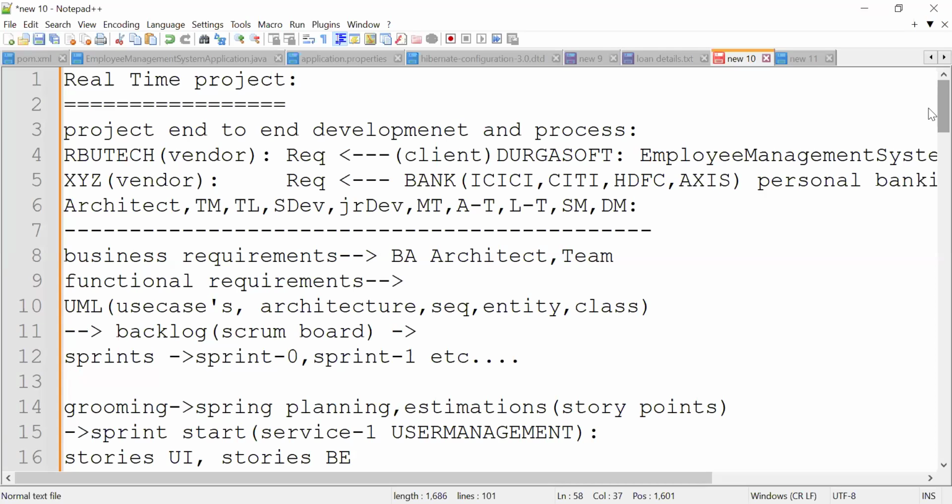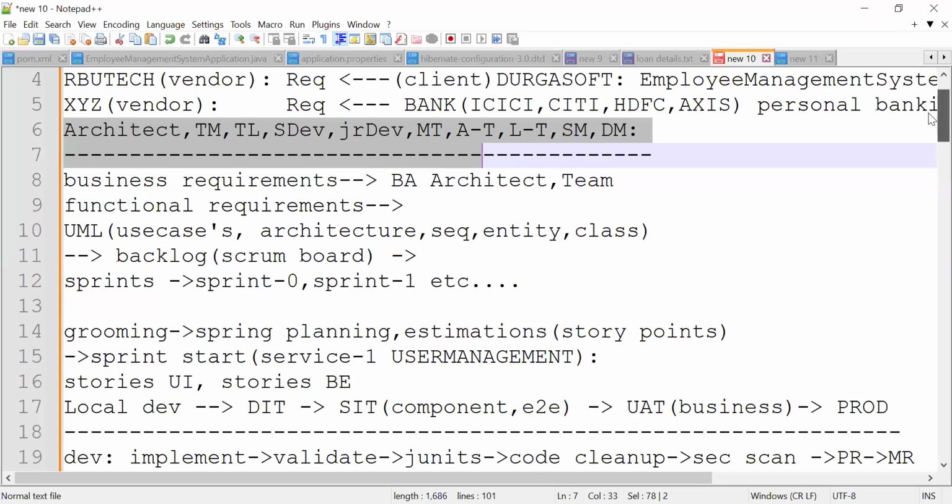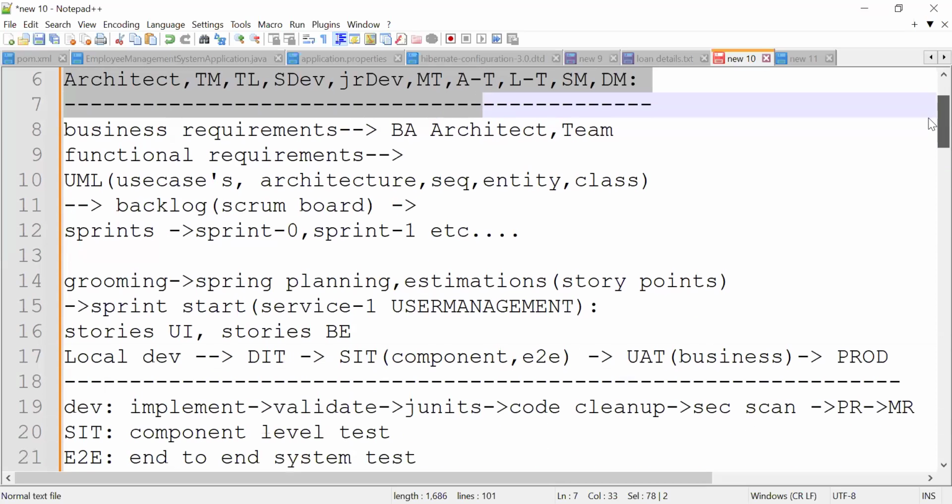So the roles and responsibilities, if you understand them. In a team, we will have many people, including architects, team leads, technical leads, technical managers, developers, scrum masters. Before starting any implementation, we collect business requirements. The BA, who is an expert in it, will understand the requirements and share them with the technical team.